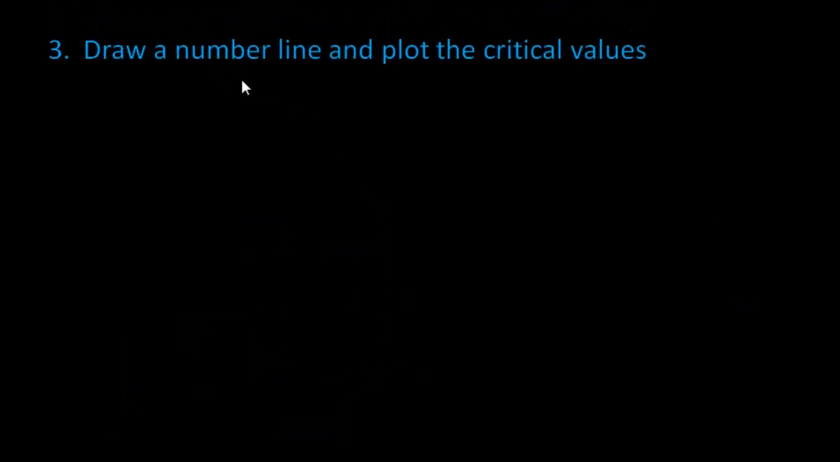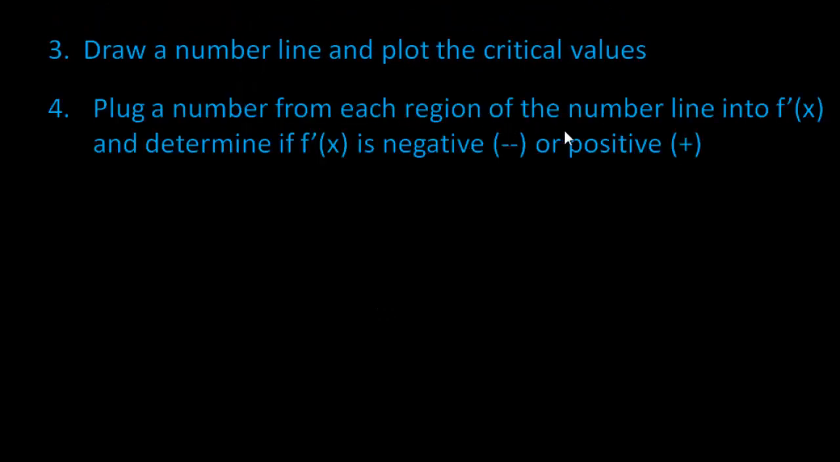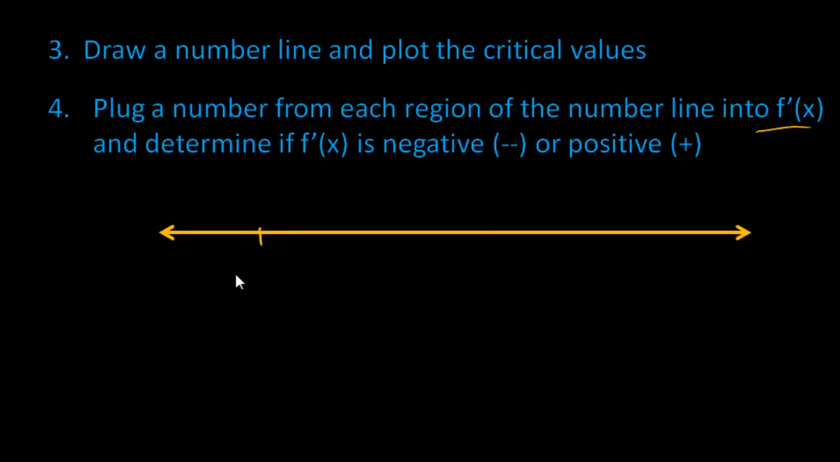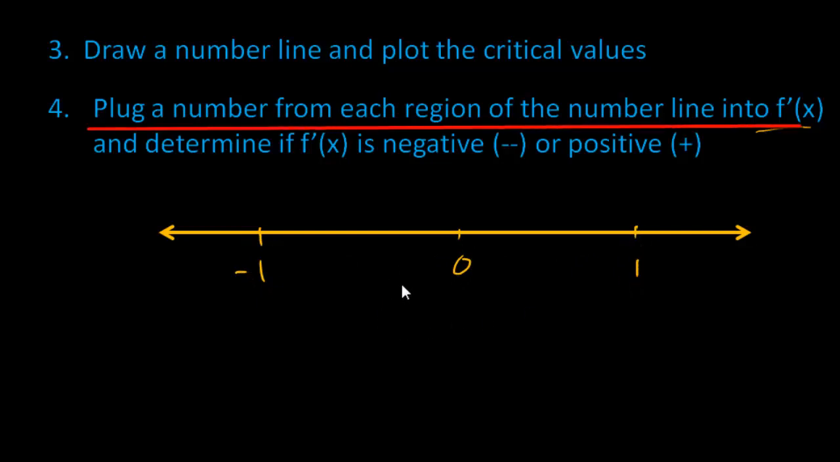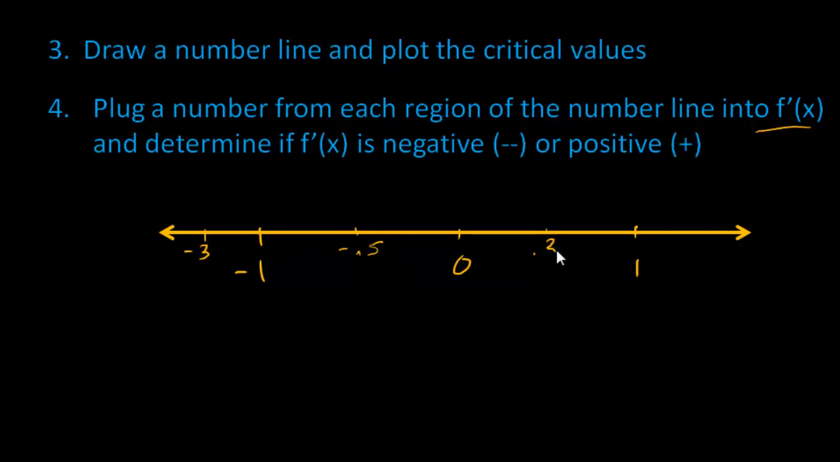So now that I have my critical values, we're going to do step 3, which is to draw a number line and plot those critical values. And then we're going to plug a number from each region into that first derivative. So let's plot our critical values here. Now it says pick a number from each region. I'm going to pick -3. It doesn't really matter what number you pick. I'm just kind of randomly picking numbers: -0.5, 0.25 and 2.